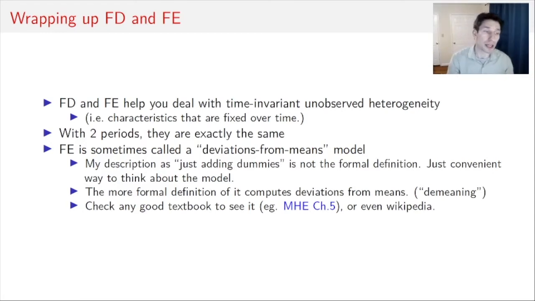Now, another thing I should say is that fixed effect is sometimes called deviations from means model. So I introduced fixed effects as being the same thing as just adding dummies. But that's not actually the formal definition. That's just a way that I think is convenient for thinking about these models. Actually, the more formal definition computes deviations from means. It's called demeaning. If you check any good textbook, they will present the fixed effect model in that way. And in particular, Mostly Harmless Econometrics in chapter 5 explains very well why the fixed effects model is actually a deviations from means model.